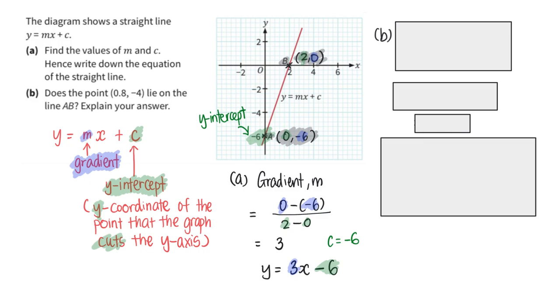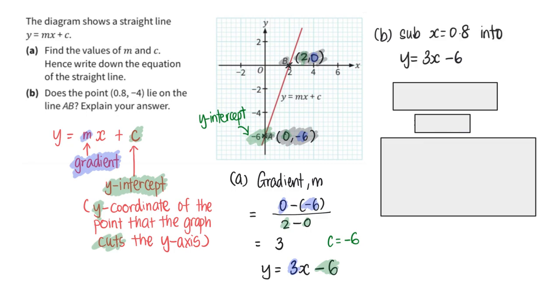Now they tell me that there's a point (0.8, -4). Is this on the line? So for this particular question, all we have to do is to substitute the x-coordinate into the equation. So this simply means that my x, which is 0.8, I'm going to put inside the equation and see what y value it yields.